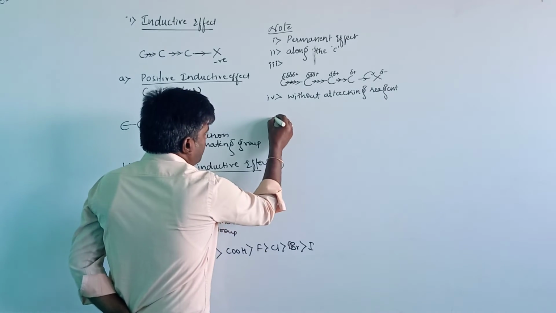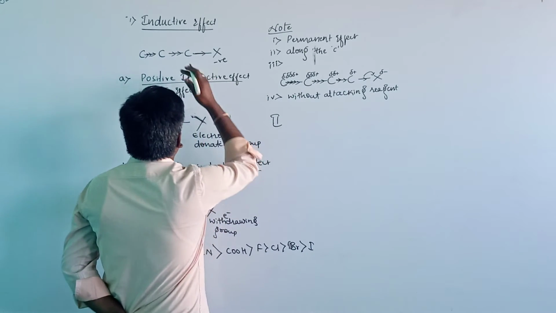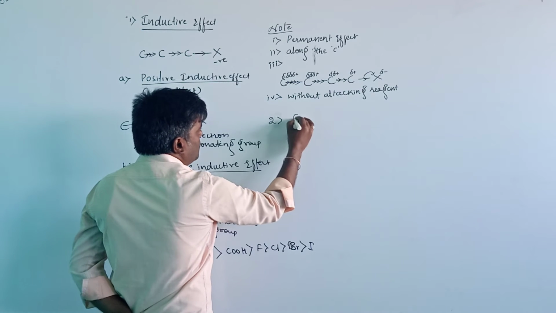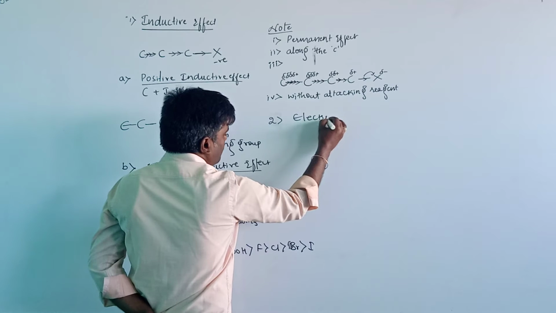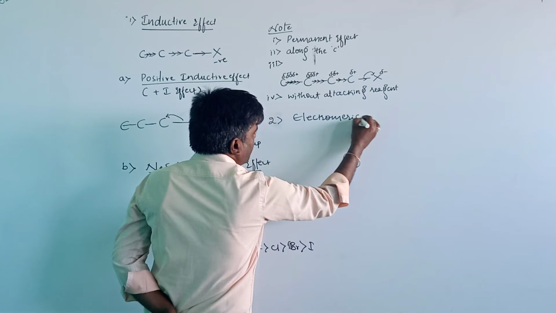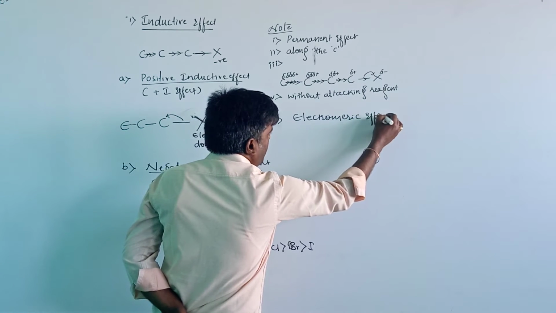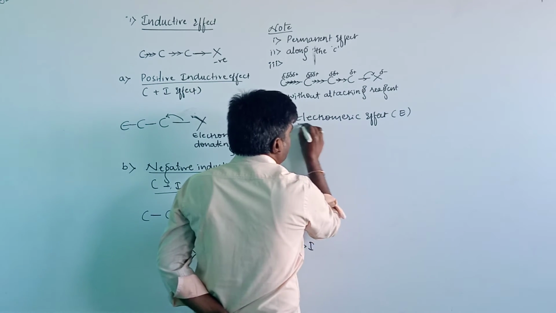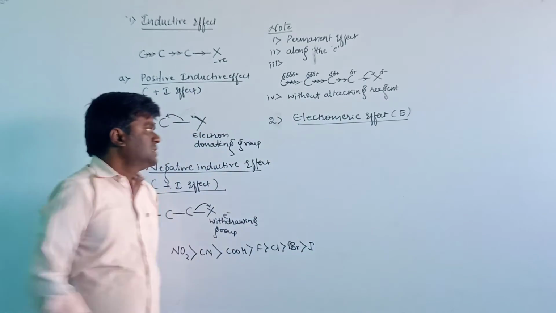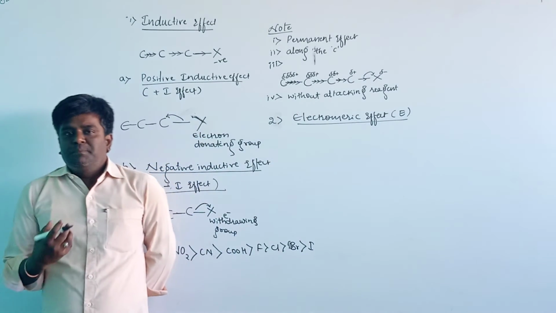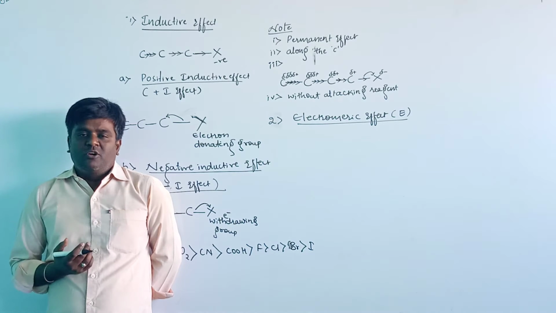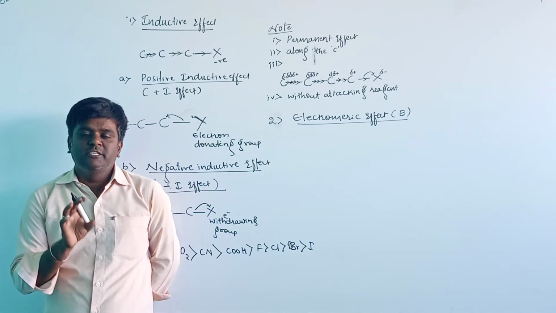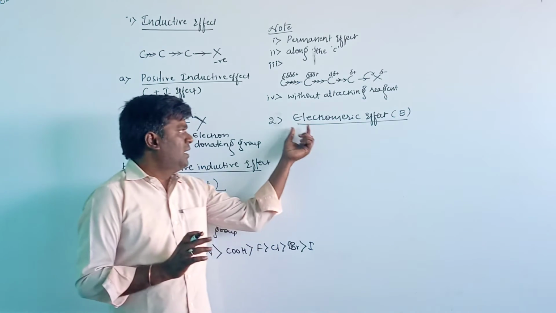Then the second one is the electromagnetic effect. It is generally represented as E. Electromagnetic effect means the displacement of pi electrons towards the more electronegative atom when an attacking reagent is present, then it is known as an electromagnetic effect.